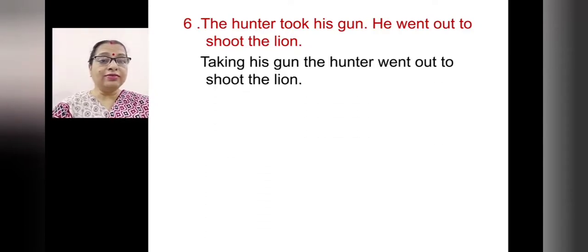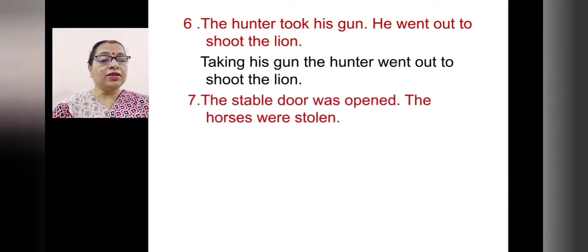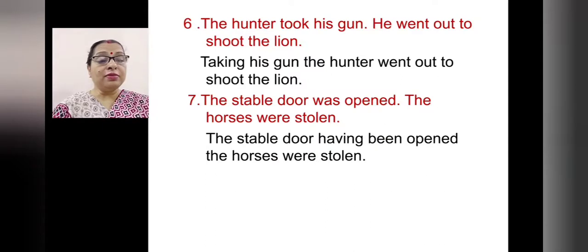Taking his gun, the hunter went out to shoot the lion. The stable door was opened. The horses were stolen. What will be the answer? Think. The stable door having been opened, the horses were stolen.